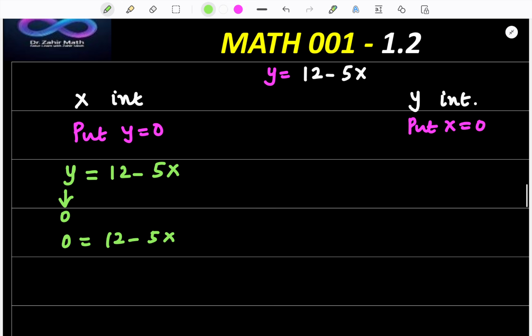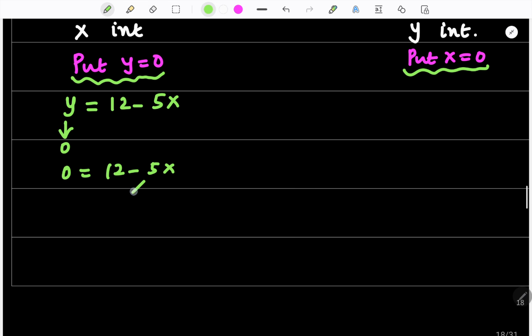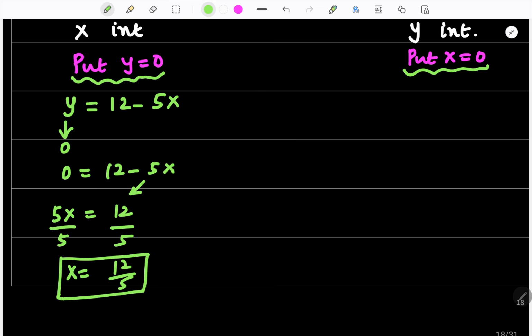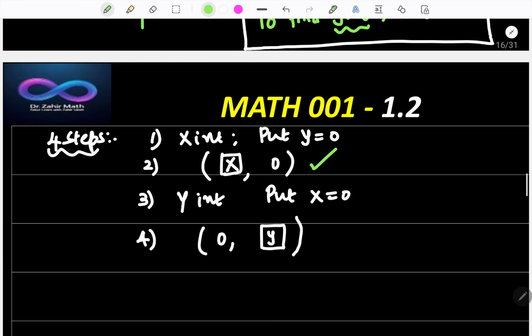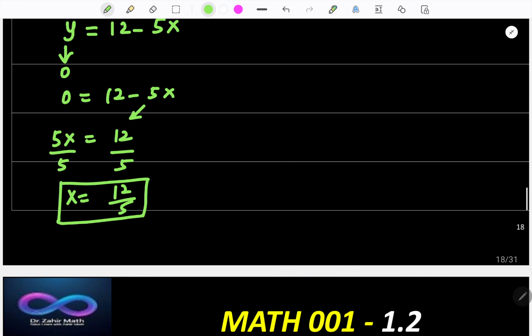So we are going to find the x-intercept and y-intercept. X-intercept means put y equal to 0. Y-intercept means put x is equal to 0. I put y equal to 0. So this 5x I take this side, which is equal to 12. Divide by 5 and divide by 5. So x equals 12 by 5. This is the value of x, but this is not the x-intercept. I told you, you have to write the x-intercept as x comma 0. So the x-intercept is 12 by 5 comma 0. This is your answer.